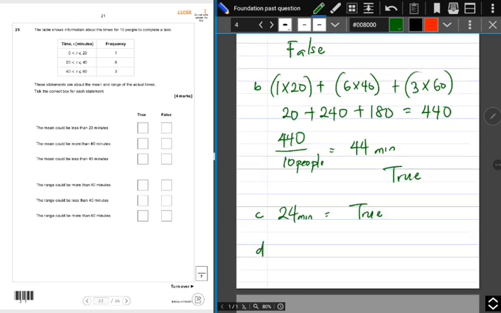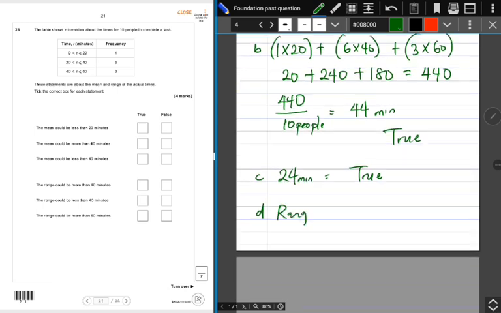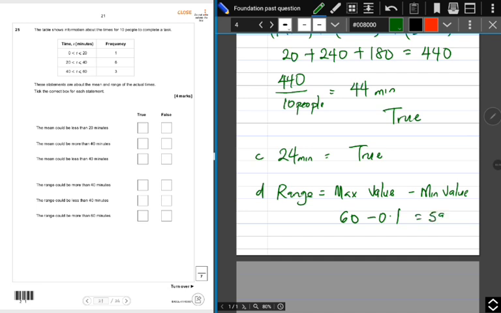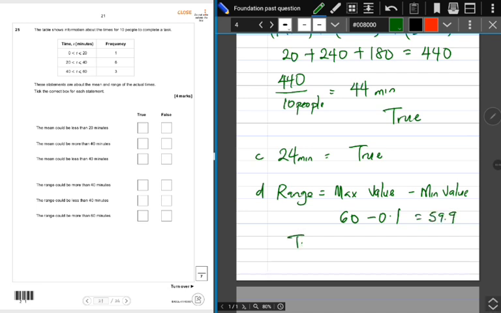For D, it said the range could be more than 40 minutes. So for us to get the range, the formula for range equals maximum value minus minimum value. So from the question here, what is our maximum value? Our maximum value is 60. And then our minimum value, we cannot use 0 for our minimum value. At least it should be greater than 0. So let's use 0.1. So this is going to give us 59.9. So that means our range is more than 40 minutes, which is also true.